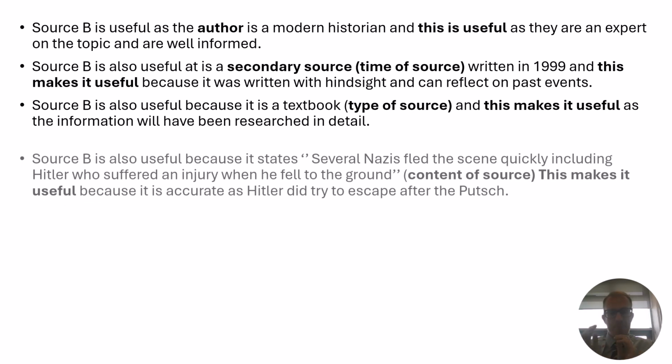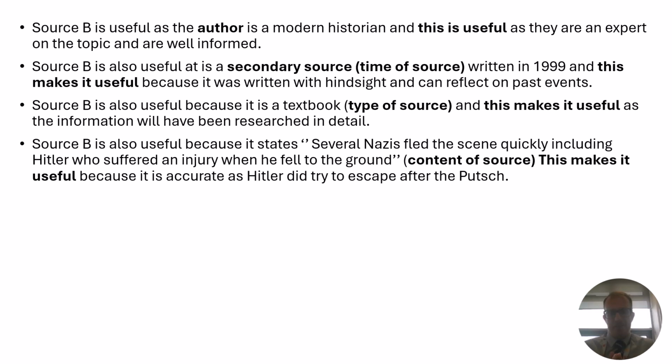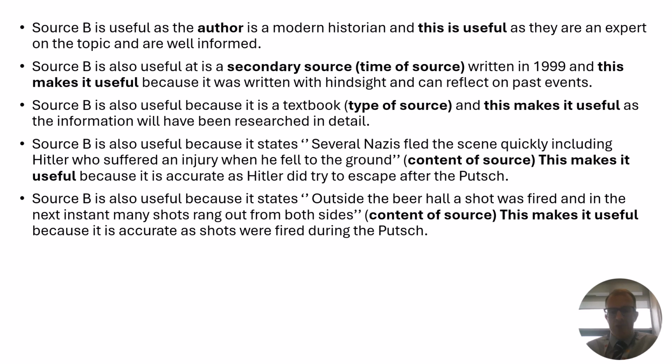The next one is the source's content about the beer hall putsch. Does it match what you know? So you know that after the putsch failed, there was a shooting in the street in Munich the day after the putsch, and many Nazis ran away and Hitler fell and was injured. This is accurate because you know Hitler did try to escape after the putsch. Also, outside the beer hall, there was shooting, there was a fight between different groups, and you know this is accurate because shots were fired during the putsch.